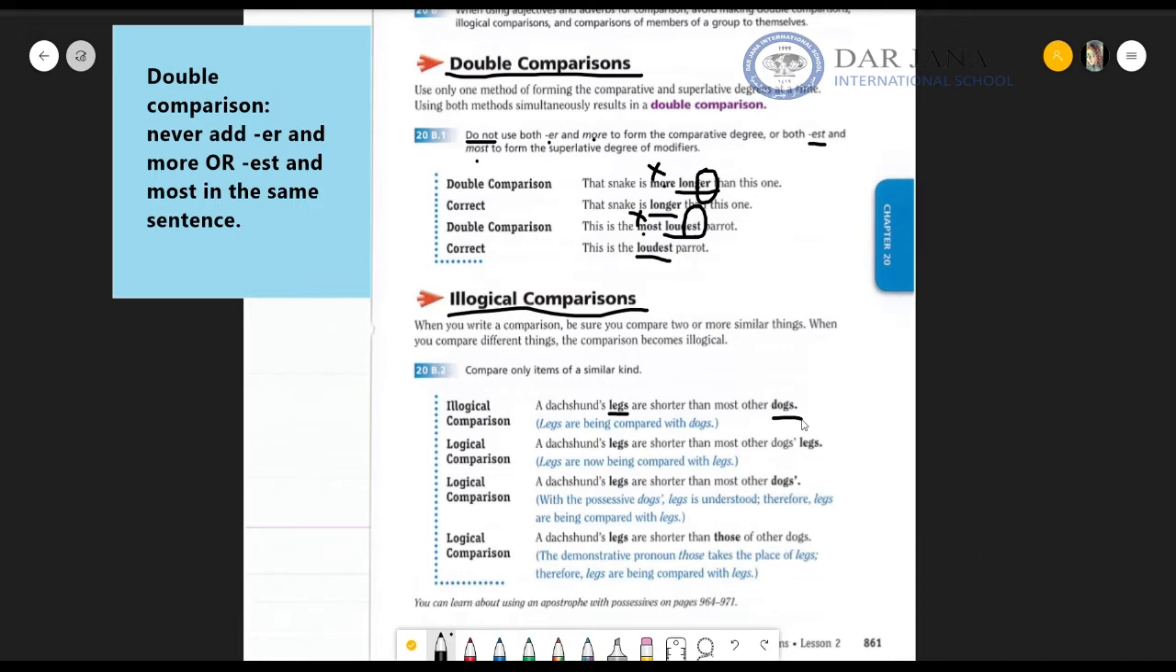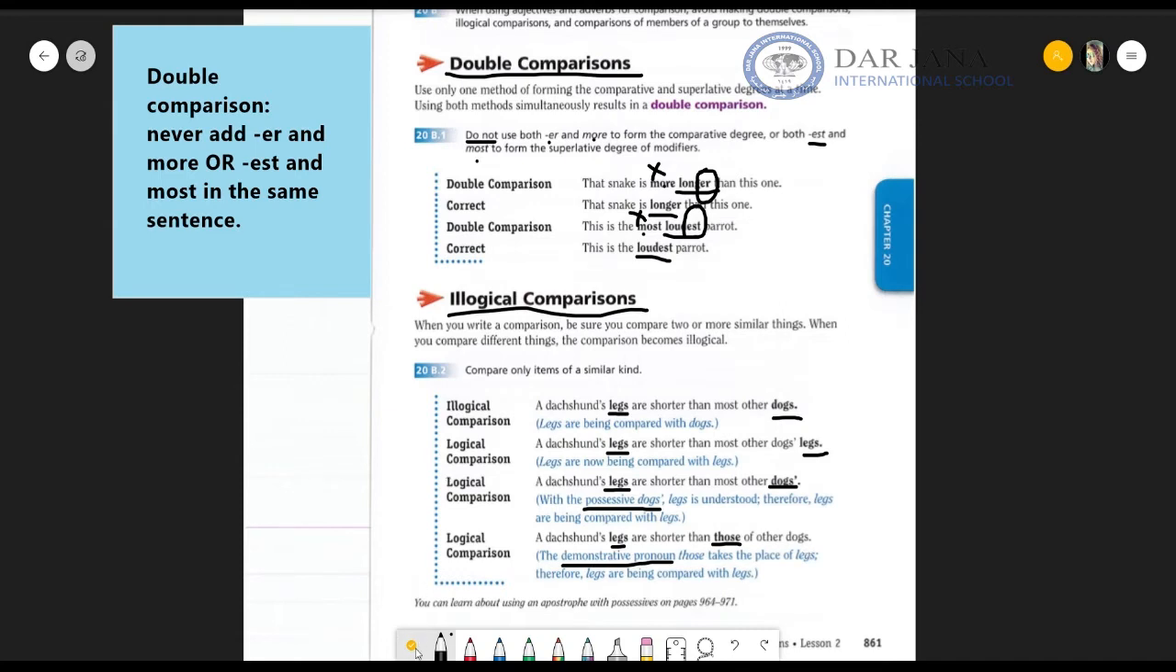How can I fix it? There are 3 different ways to fix illogical comparisons. I can either add the missing word, which is legs in this case. A dachshund's legs are shorter than most other dogs' legs. Or I can add an apostrophe, making it a possessive form. So a dachshund's legs are shorter than most other dogs', apostrophe. Or I can add a demonstrative pronoun, which makes the sentence logically correct. A dachshund's legs are shorter than those of other dogs.